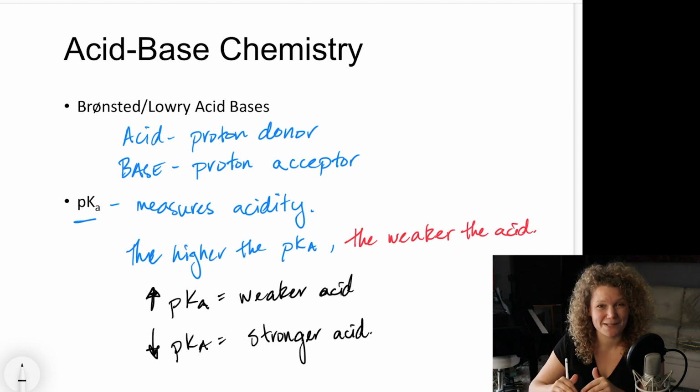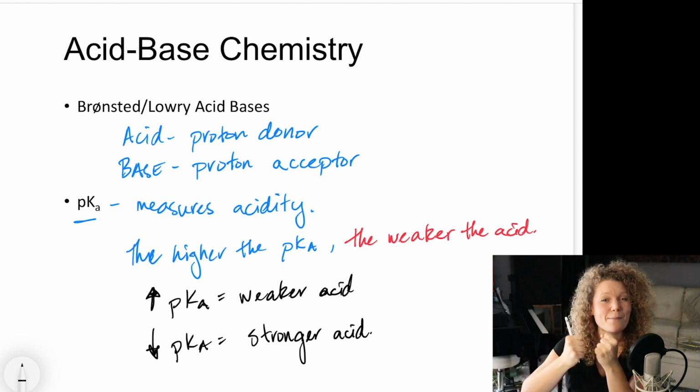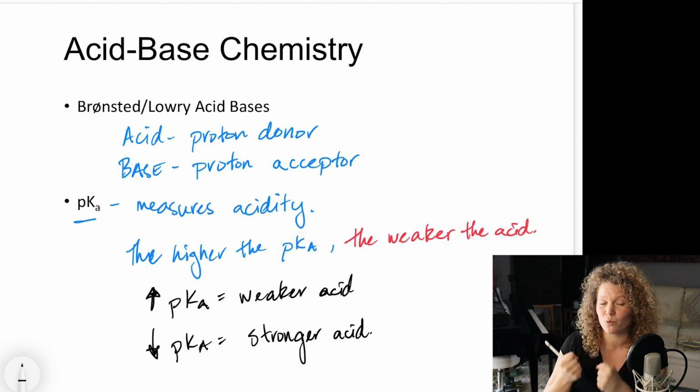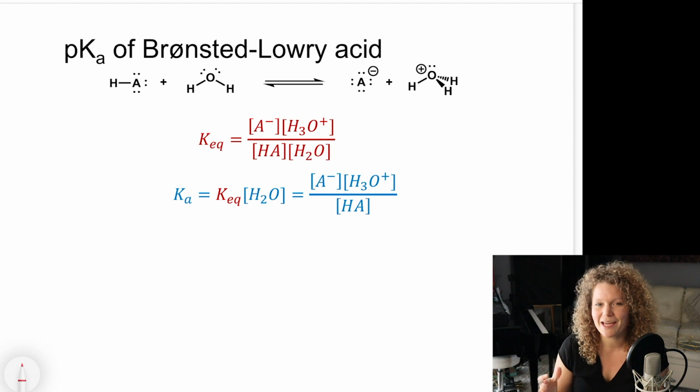This is kind of opposite, right? So if you lower the pKa, you have a stronger acid. So just remember that this is an opposite relationship with our pKa. Let's look at pKa's together.